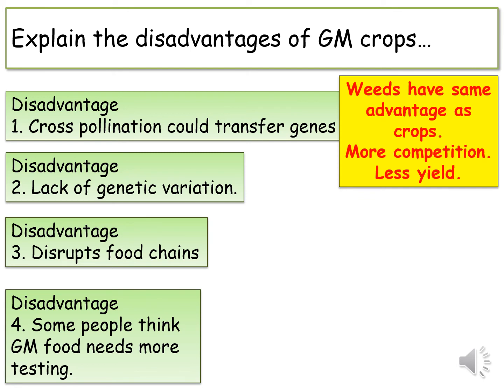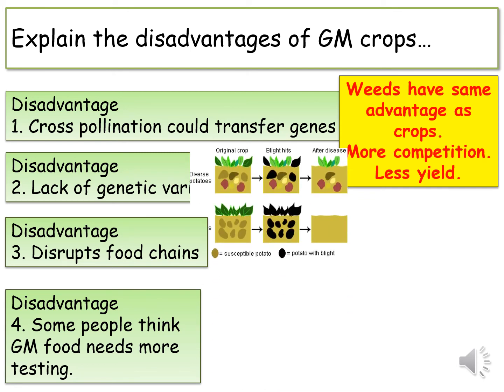Secondly, it's because we have a lack of genetic variation. Now, if we look at this diagram here, if we genetically modify a particular potato, and we start growing just them, if, for example, there is a potato blight, it means that all the potatoes will get destroyed, therefore resulting in no crops.